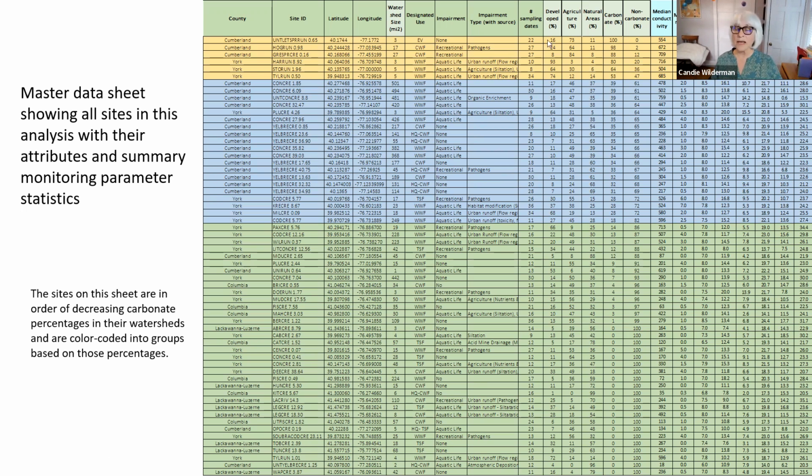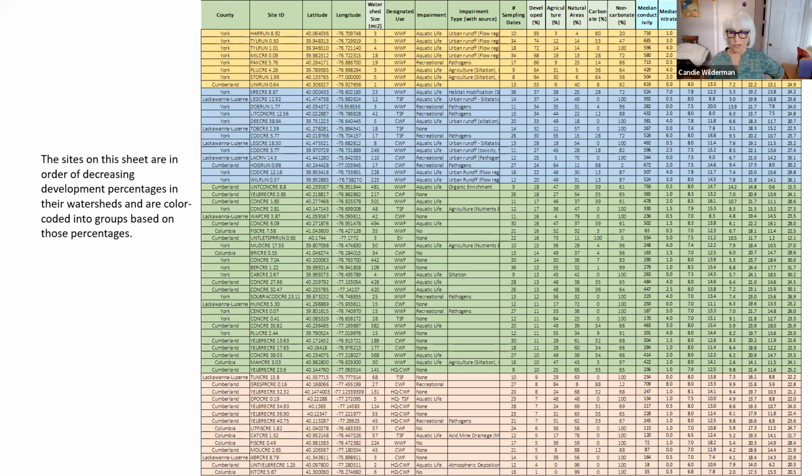And then the sites have been color-coded into groups based on how much carbonate is in their stream watershed. So we have the high carbonate groups, we have the medium carbonate groups, and the lower carbonate groups. The next spreadsheet is the same spreadsheet, but what we've done here is we've sorted it in order of development, the percentage development, and we've divided the sites into 4 groups. These are the high development sites, or the sort of yellow here, the blue are the medium high, the green are the medium, and the peach are the low.